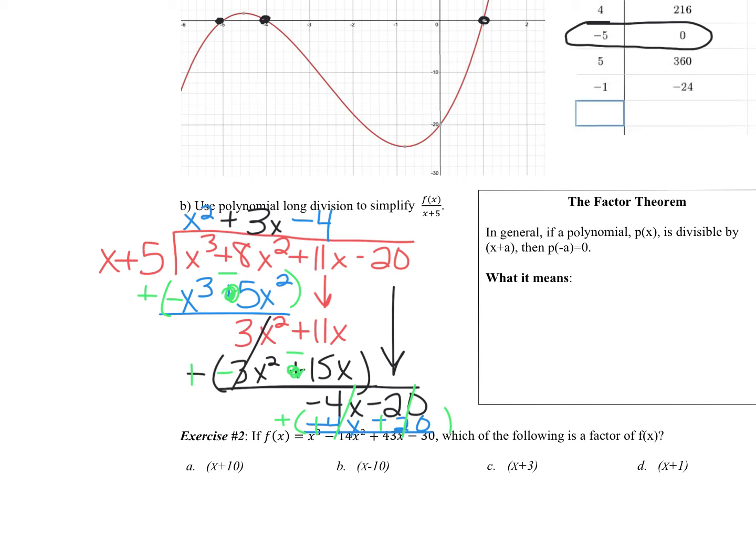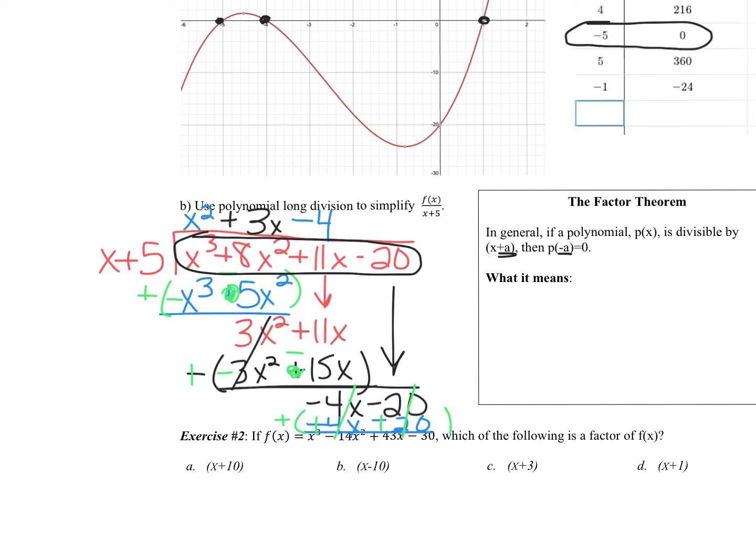This is tying together what we know about graphs, factors, roots, and now polynomial long division. So it says, in general, if a polynomial p of x is divisible by x plus a, then p of -a equals 0. What that means is if I take a polynomial such as this, and I divide by some sort of factor, x plus 5, it could be a negative, and then we just change the sign in the other direction, then the function's value at the opposite number, so if it's plus a, it would be at -a, is equal to 0. So it's basically just a way to test divisibility from functions.